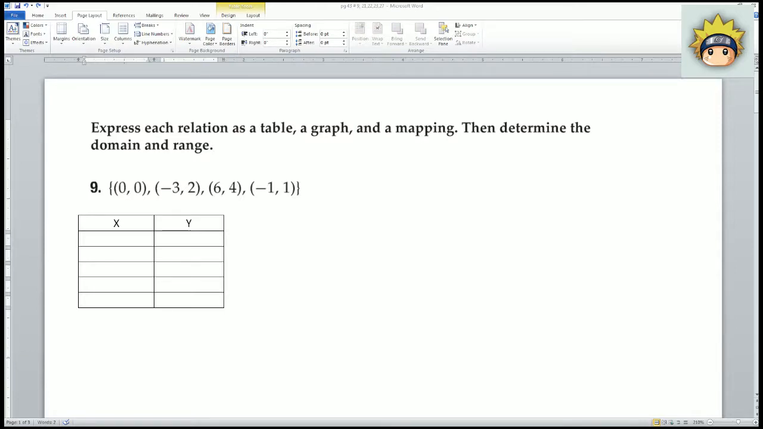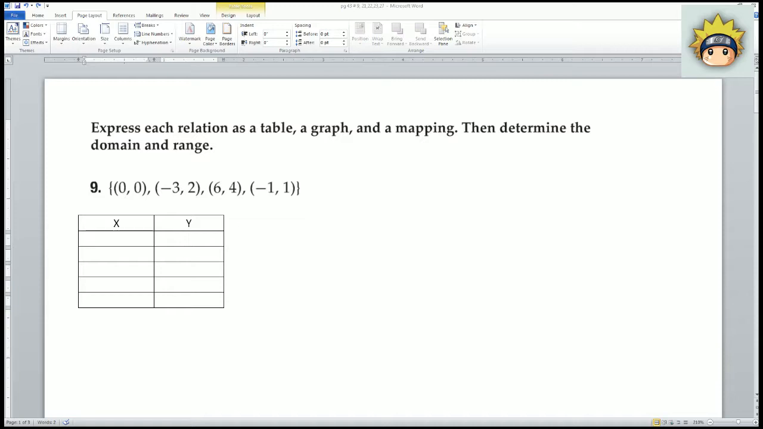This is the homework solution for page 43, numbers 9, 21, 22, 23, and 27. Number 9 asks us to express each relation as a table, a graph, and a mapping, then determine the domain and range. Number 9 gave us these four ordered pairs, so let's do it.